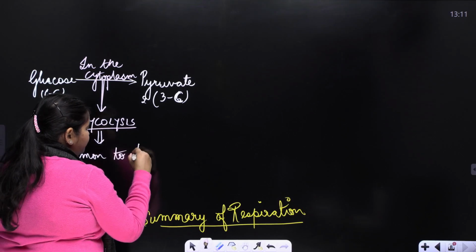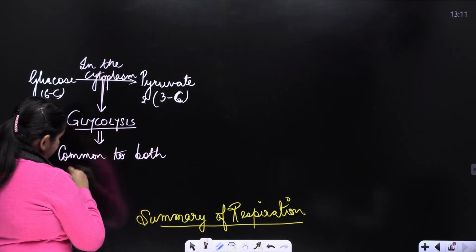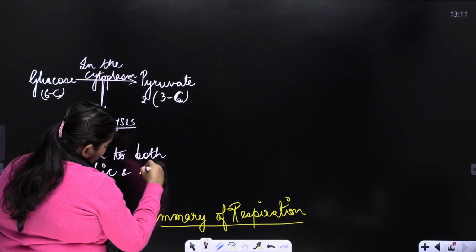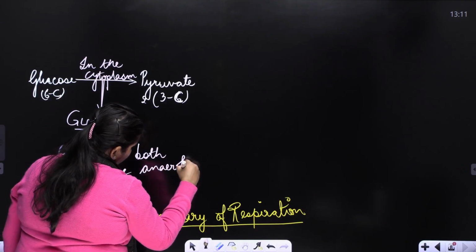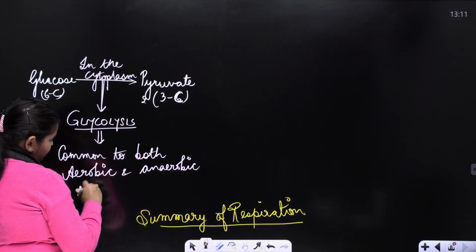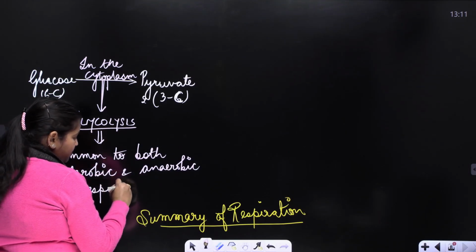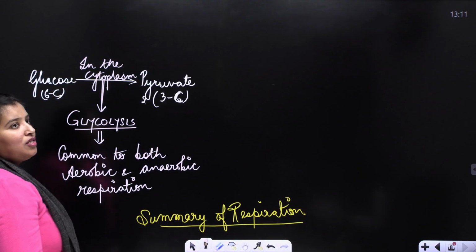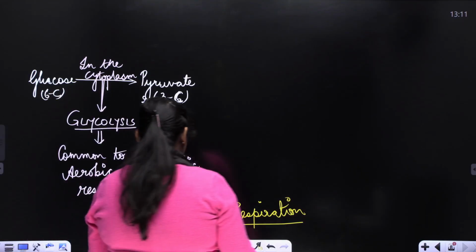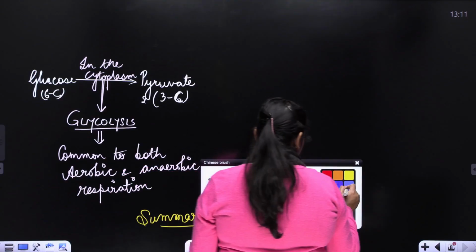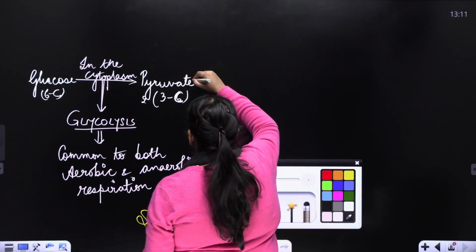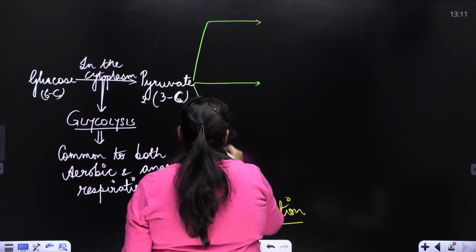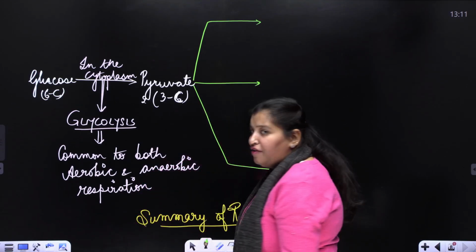All right, this step is known as glycolysis, and remember, this is common to both aerobic and anaerobic respiration. That means the change happens after pyruvate or the pyruvic acid formation. What happened? What is the change? Yes, the change is pyruvate can have 3 destinies. What is the fate of pyruvate?